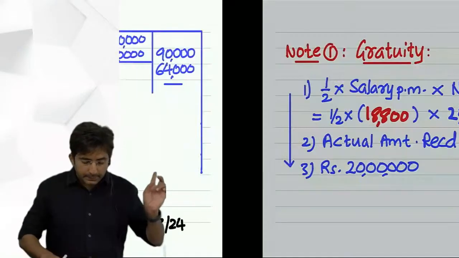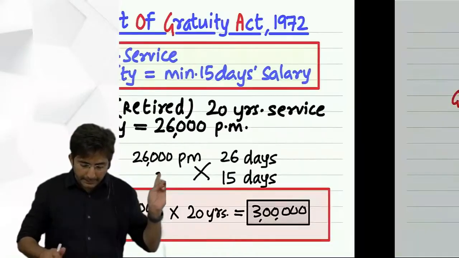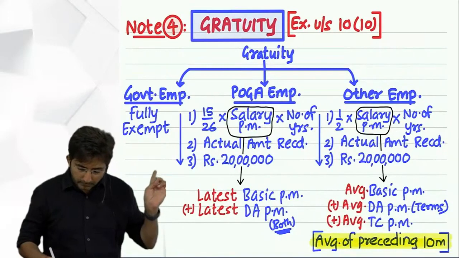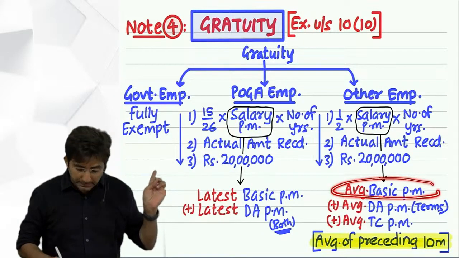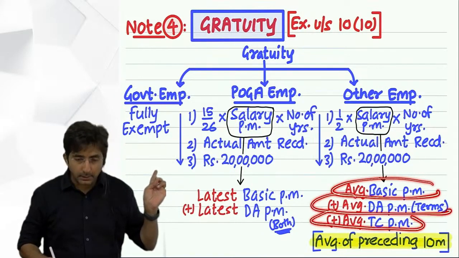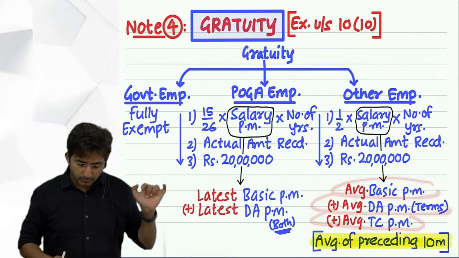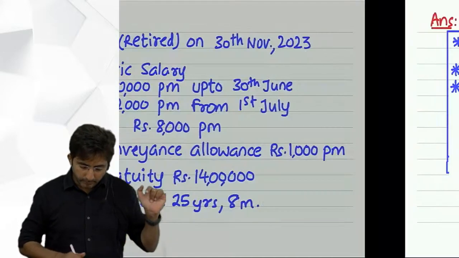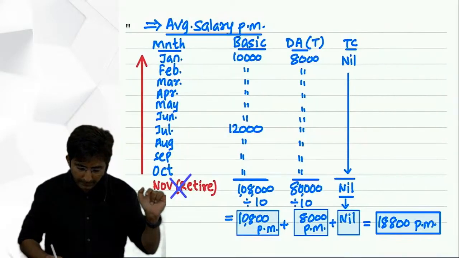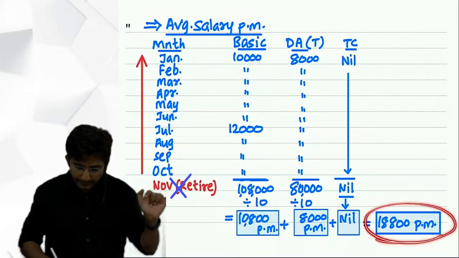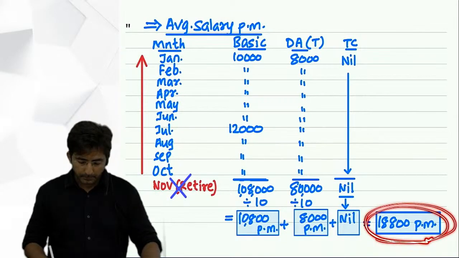Please relate with the theory. This was taught to you in the theory right now. Check. Average basic plus average DA plus average turnover commission. So this thing we have done, and we have come to an amount of 18,800 per month.